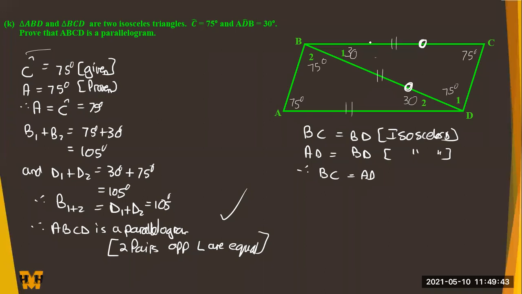So let's just look at it quickly. BC, this one, is equal to BD. It was given. And AD was actually equal to BD. So therefore, the top side will be equal to the bottom side. So you see where I'm going? Opposite sides are equal. Then I'm going to say D2 is equal to 30 degrees. That's given. And B1 is equal to 30 degrees. It was proven.